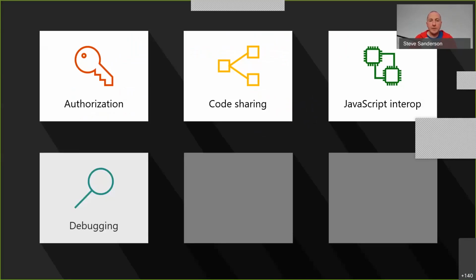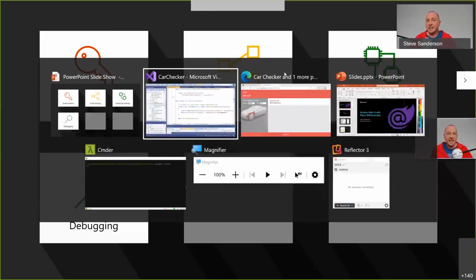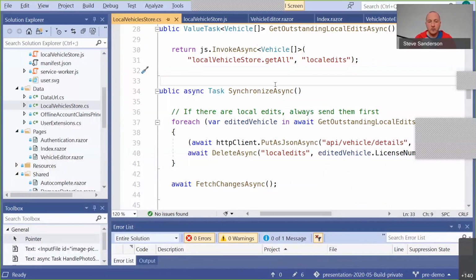Okay, so next topic, debugging. Obviously, there will be times where you need to be able to debug your .NET code, but is it actually possible to debug .NET code that's running on WebAssembly inside a browser?